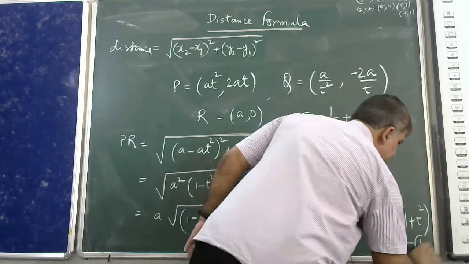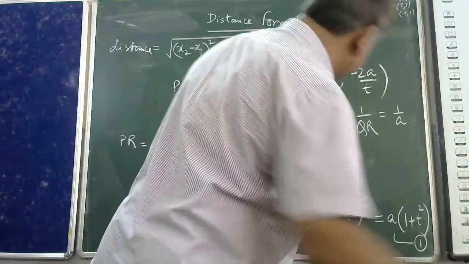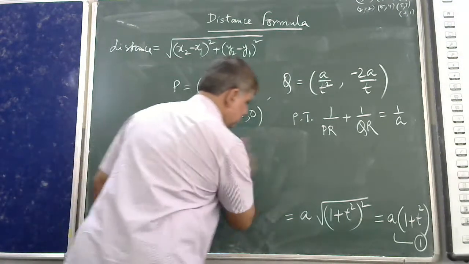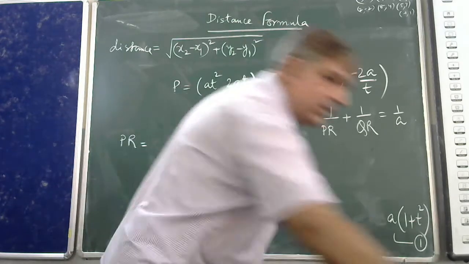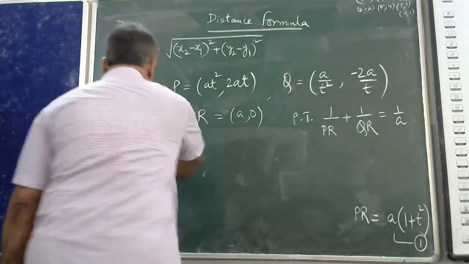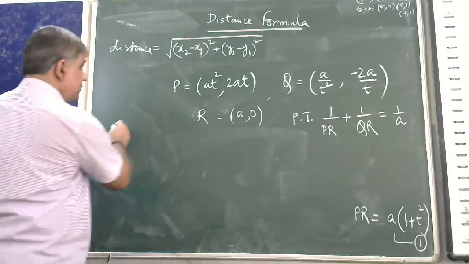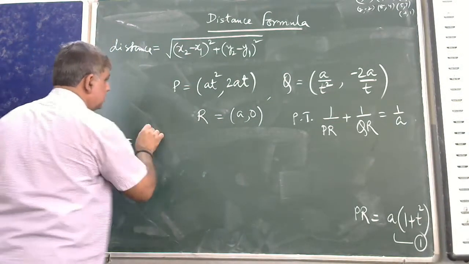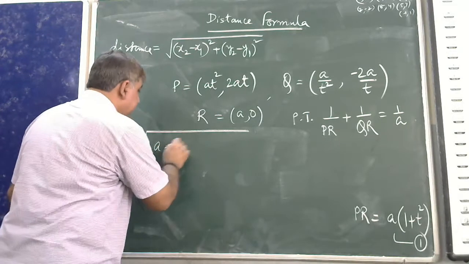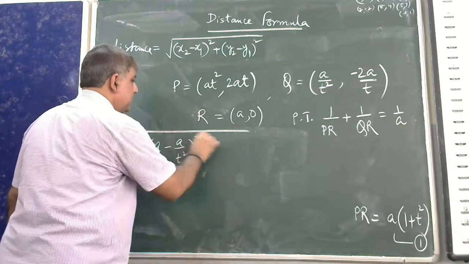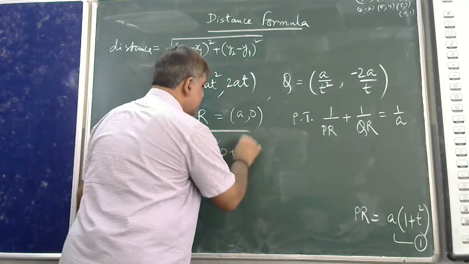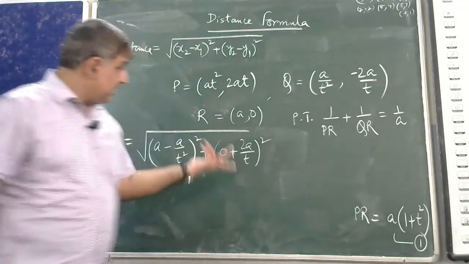This is number 1. Now take the next one. We have to calculate the length QR. For PR we can write PR is equal to this one. Now take QR. QR is equal to root over the distance between this and this. So how to write? a minus a t square, whole square, plus 0 minus minus, what happens, plus 0 plus 2a by t, whole square. This is again for QR.